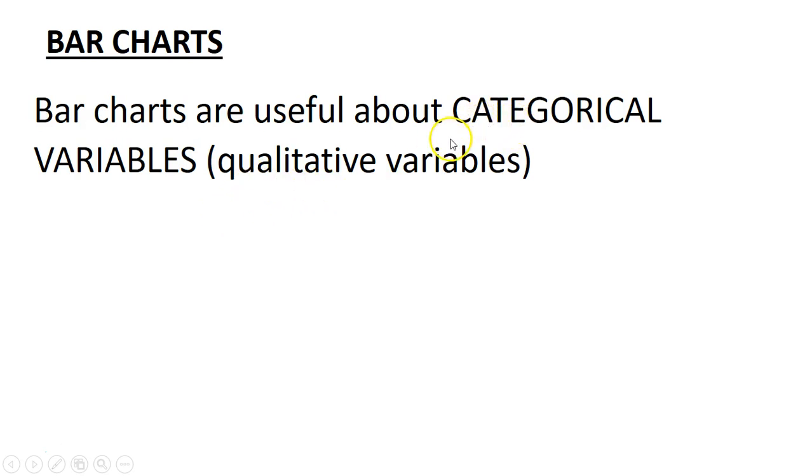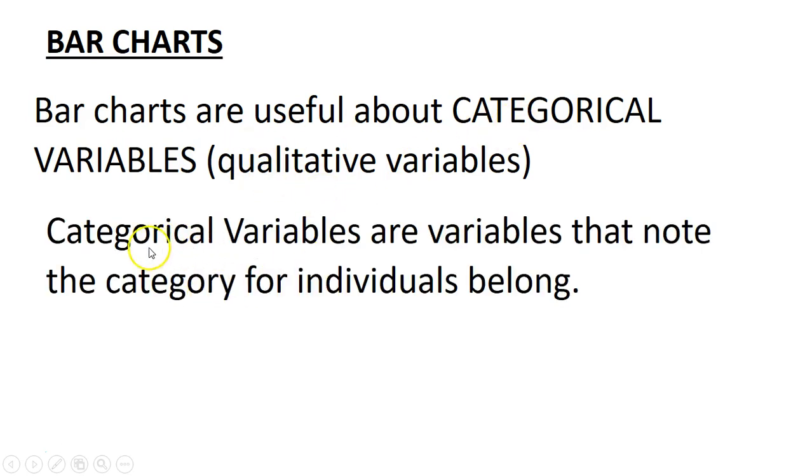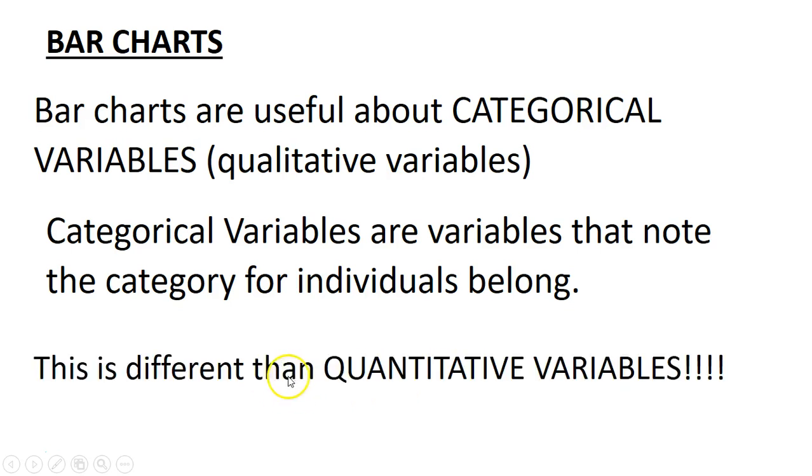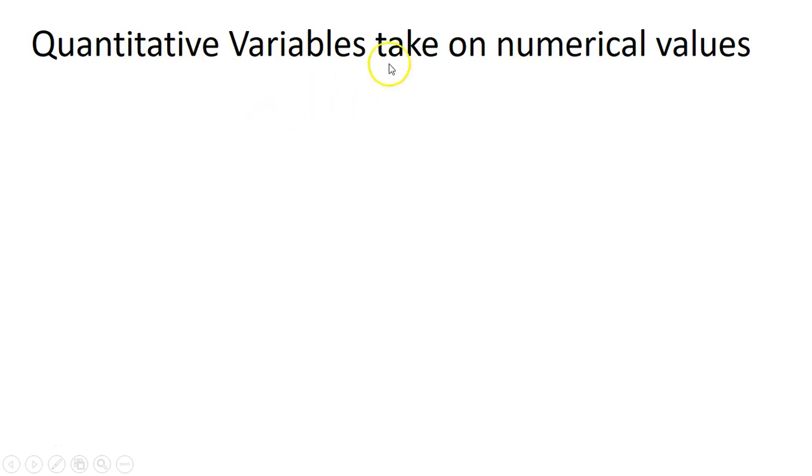Different books use different words: categorical or qualitative variables, depending on how a book wants to refer to them. Categorical or qualitative variables are variables that note the category individuals belong to. This is different than quantitative variables. Quantitative variables take on numerical values.